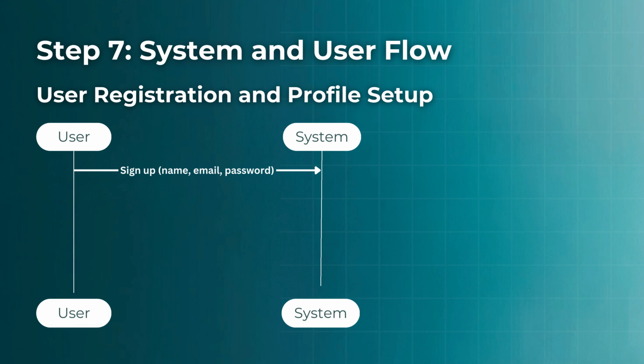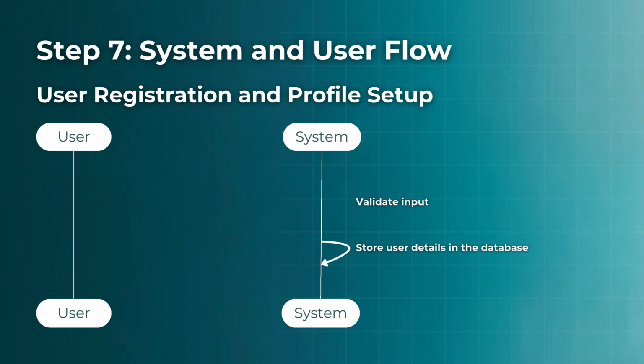Now, let's see what's happening behind the scenes on the system's end. First, we validate. The system checks to make sure the user's input is in the correct format. No typos in the email or weak passwords here. Oh, and we also double-check for duplicate accounts. If everything checks out, the system securely stores the user's details and preferences in the database.